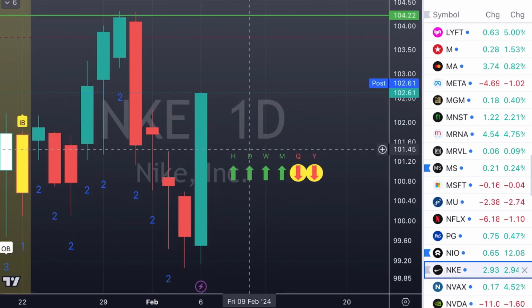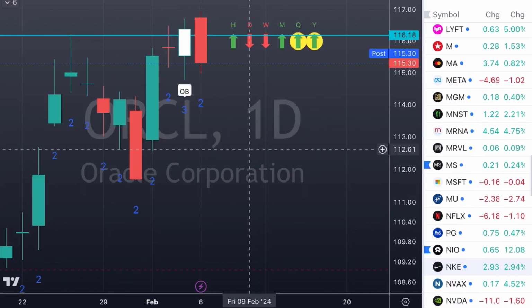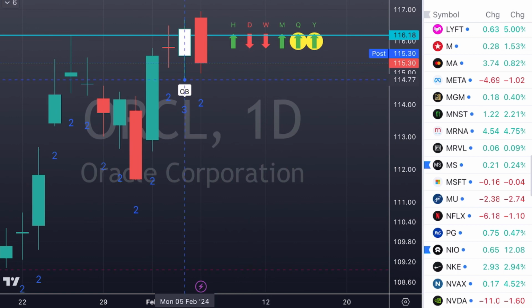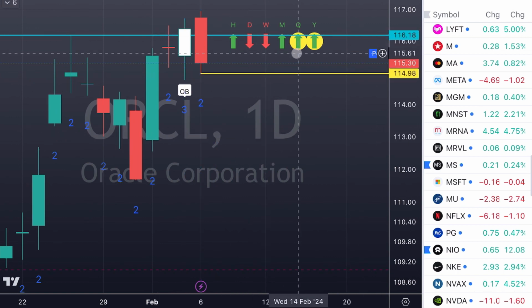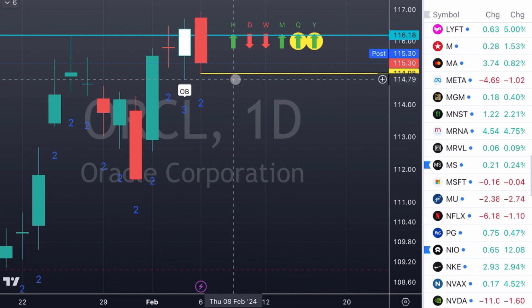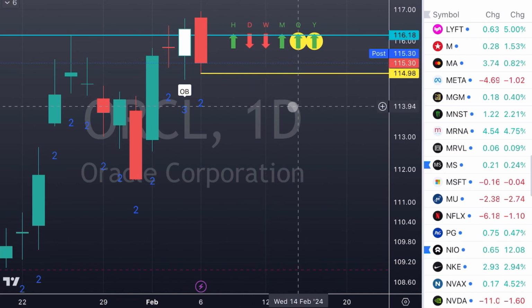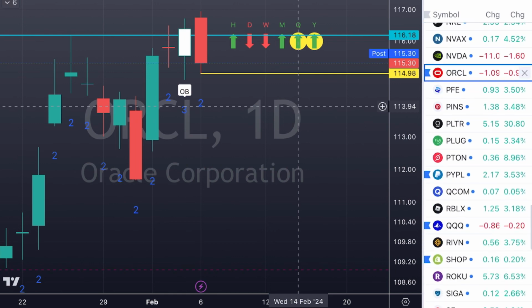Nike, nothing there. NVAX, we don't look at. NVIDIA, nothing. Oracle, 2 up, finish red. We can look for a reversal here. Again, we want to look at time frame continuity. Obviously, if these are all red, there's a very high probability that we continue to trend down, but they aren't all red. Okay, the week is red, the month is green. So there's a little bit of conflict there. So it's always something that I'm looking at.